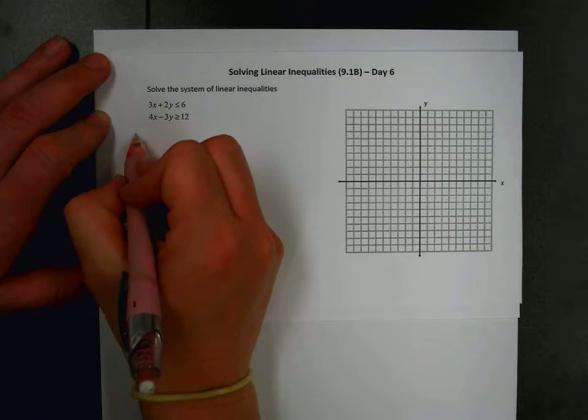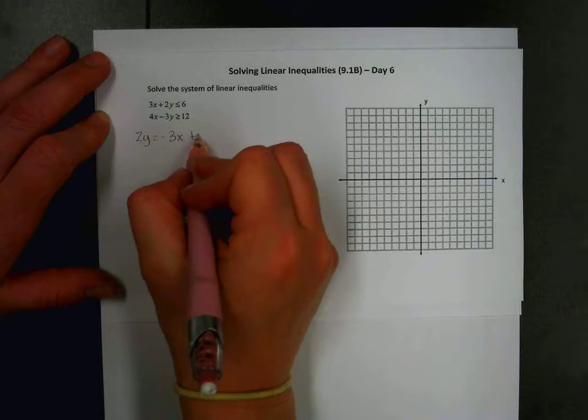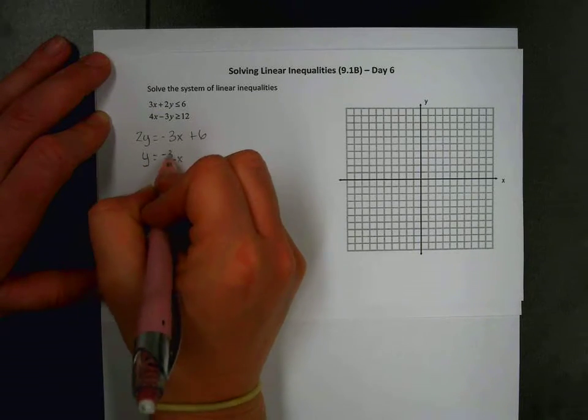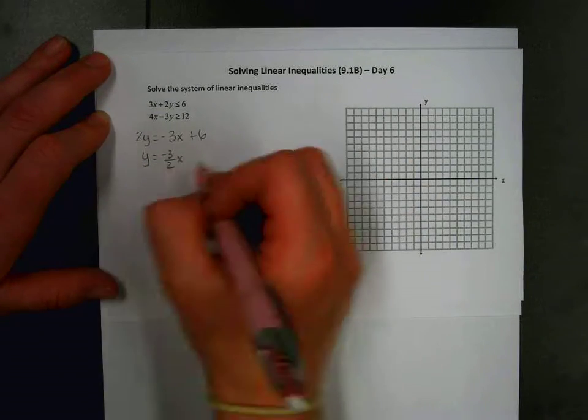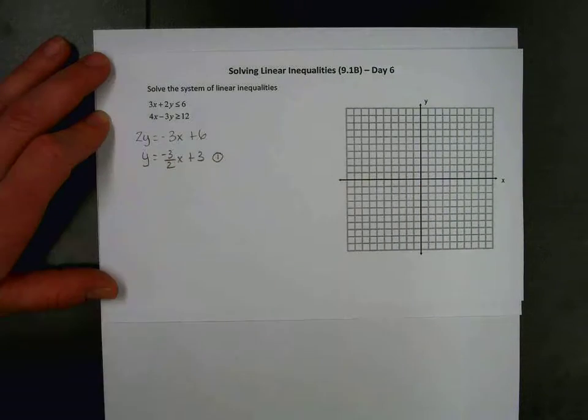I'm going to solve each of these equations for y by moving 3x to the other side. I'm now going to divide everything by 2, and I want to leave this in fraction form because it helps me identify my slope to get my line. So this is going to become plus 3. So this is my first line.